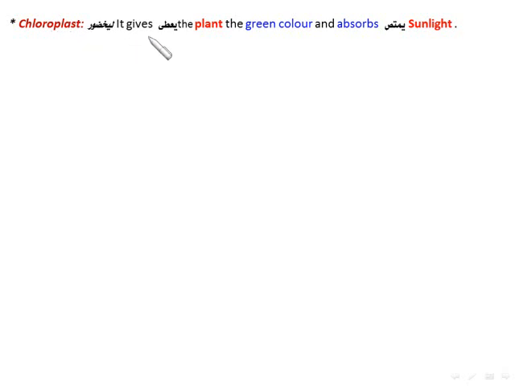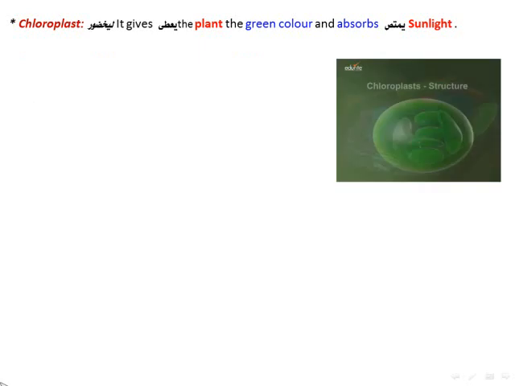Chloroplast gives the plant the green color and absorbs sunlight. احنا اتكلمنا على الكلوروبلاست، اللي هي المادة الخضراء في النبات، وهي بتدي النبات اللون الأخضر، وهي اللي بتمتص sunlight. هل في فيديو يوريها لي شكلها عاملة ازاي؟ نشوف الفيديو ده مع بعض.